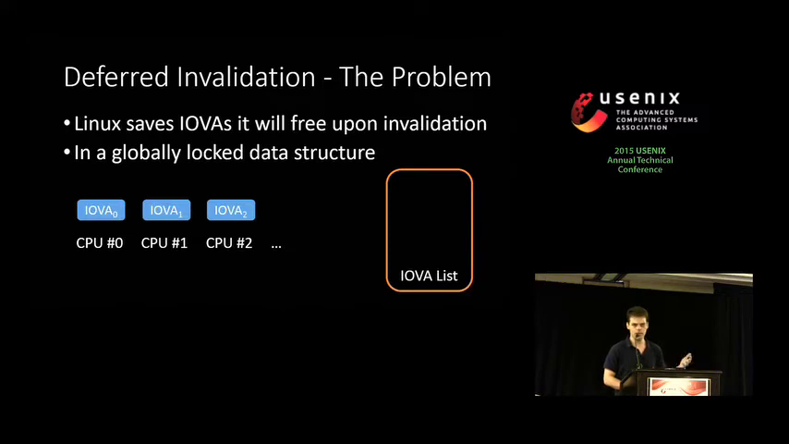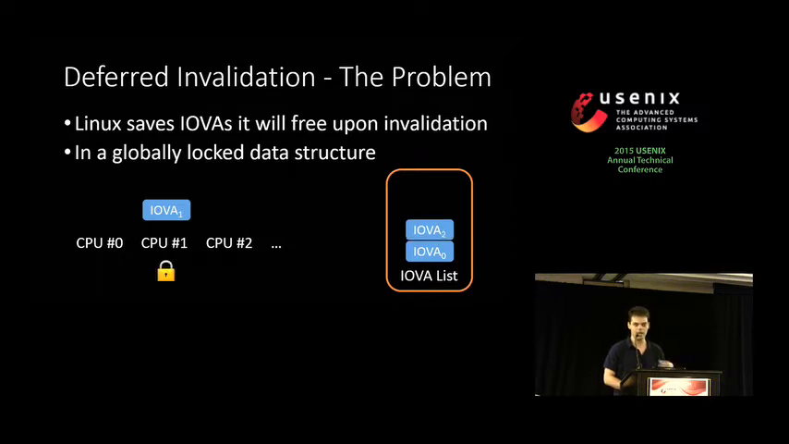So when a CPU wants to carry out an unmap, it removes the mapping from the page table, and then it takes a global lock and queues its IOVA on a list. And another core would then take this lock and queue its own IOVA on the list. Another core would take the lock, queue its IOVA on the list. And once we want to carry out an invalidation, one of the cores will have to take the lock, carry out the global invalidation, and then free all of these IOVAs for reallocation.